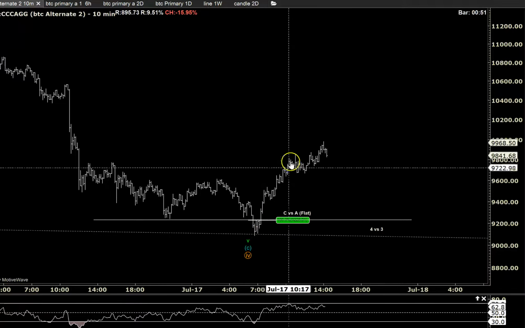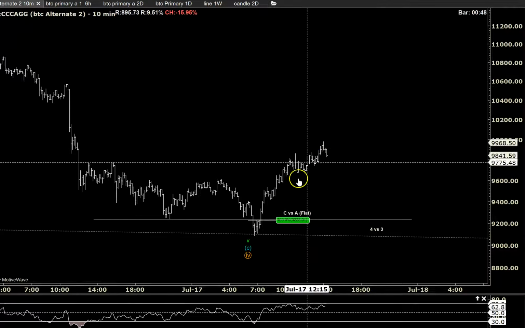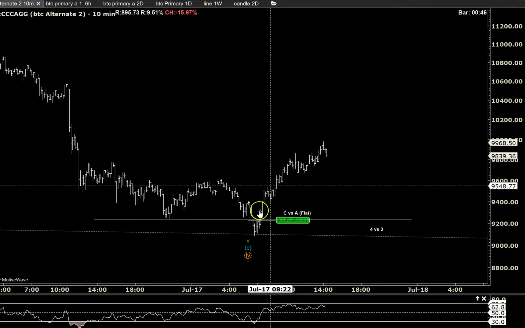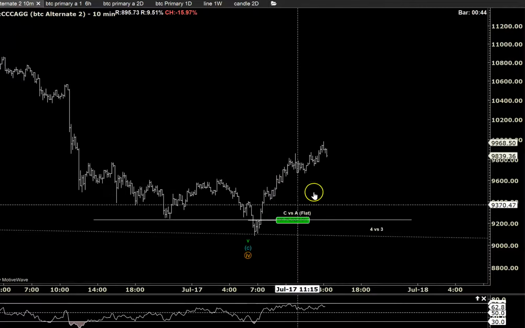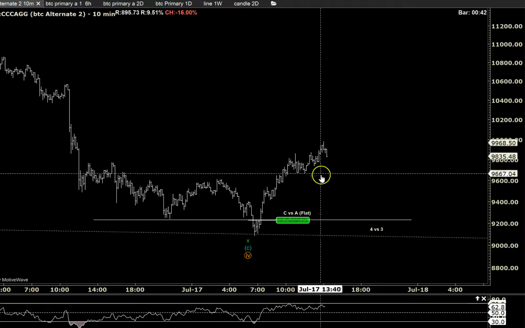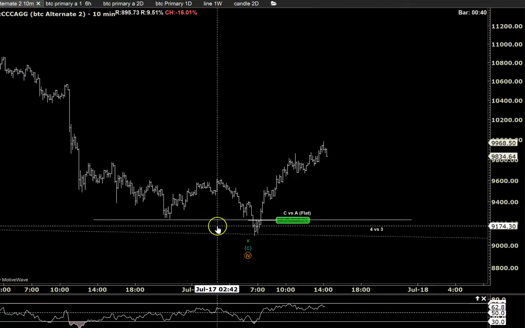I don't have a wave 2. Maybe this is a 1, this is a 2, but I got some overlapping stuff here. So I don't have a lot of confidence in this move. It's not very clear. We might come back and retest this. We might even make a new low, and then we have to adjust.